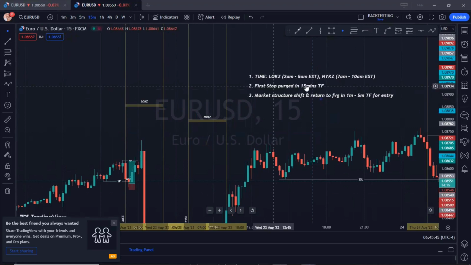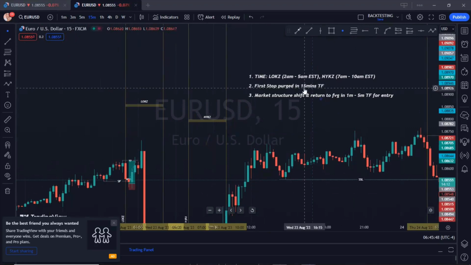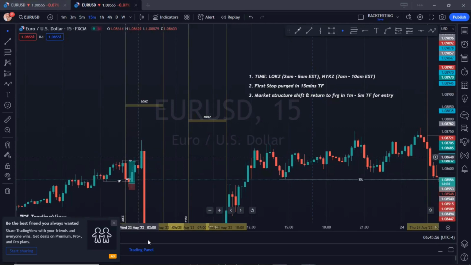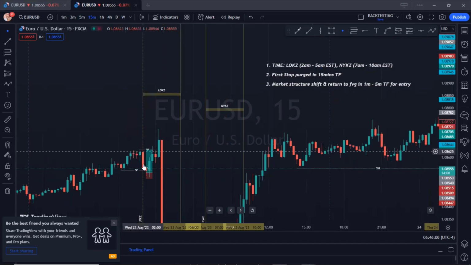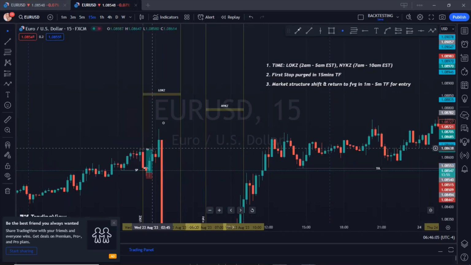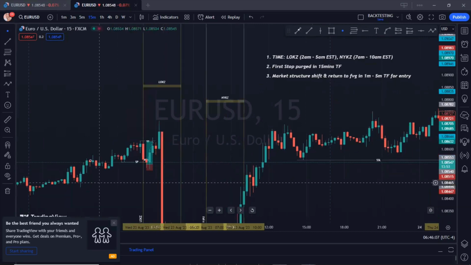First stop purge in 15 minutes. Stop purge, that is a swing high or swing low. That's a high or low. If it is the one that is taken first, that's the way you target. Because once price opens, it tends to move in opposite direction to the anticipated direction before it will expand. Just as you have here, price opened and it moved in opposite direction, then expanded to take out this high. So that should be your target.